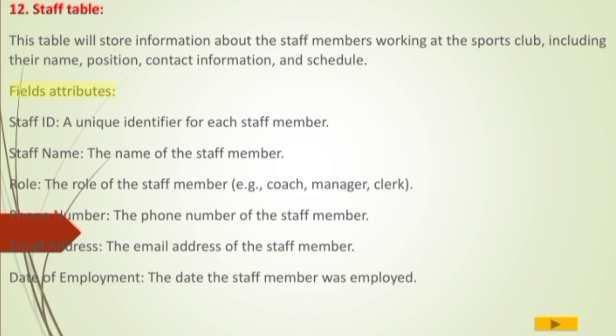Fields, attributes. Staff ID. A unique identifier for each staff member. Staff name. The name of the staff member. Role. The role of the staff member, e.g., coach, manager, clerk. Phone number. The phone number of the staff member. Email address. The email address of the staff member. Date of employment. The date the staff member was employed.